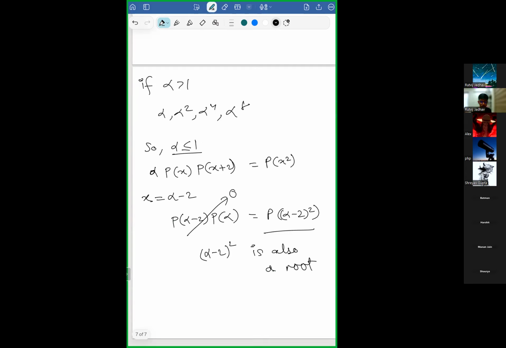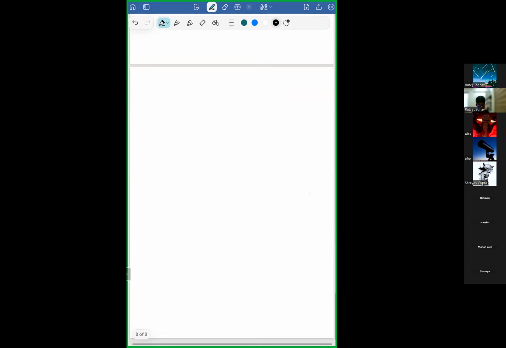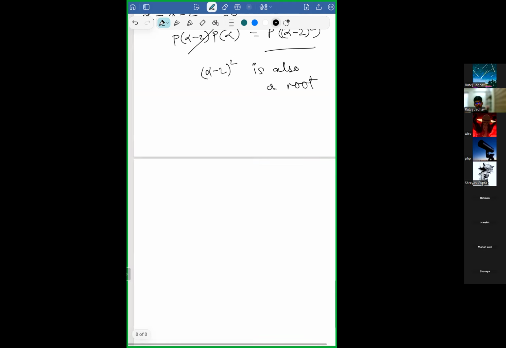So how can we bound this? What constraints can we put on alpha so that we can't generate infinitely many roots? Alpha should be 1. Yeah, that's right. But the thing is, alpha can be a complex number as well. If alpha was real, then 1 would be the correct thing. So an accurate statement would be mod alpha has to be 1, where alpha is a complex number.